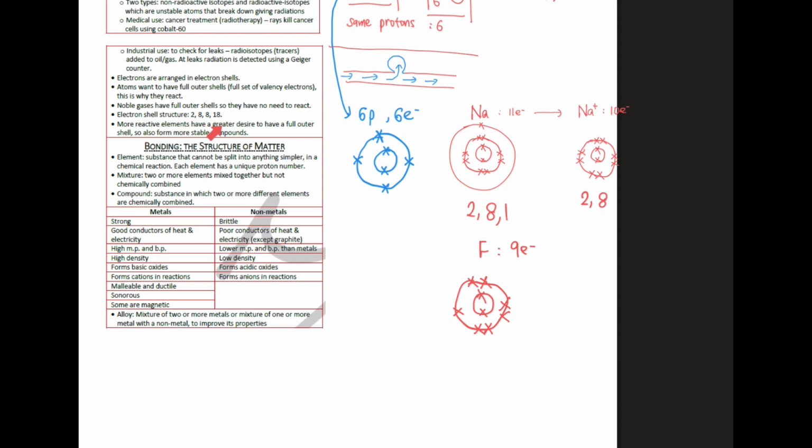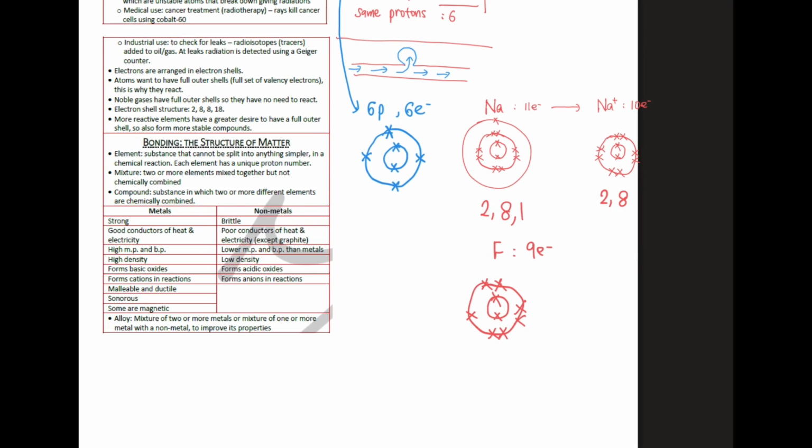They lack 1 to be octet, or need to receive 1 more electron to be octet. So they have a greater desire to have a full outer shell. And once they form a compound, they are very stable. So the more reactive the element, the more stable the compounds formed. So that's the relationship.